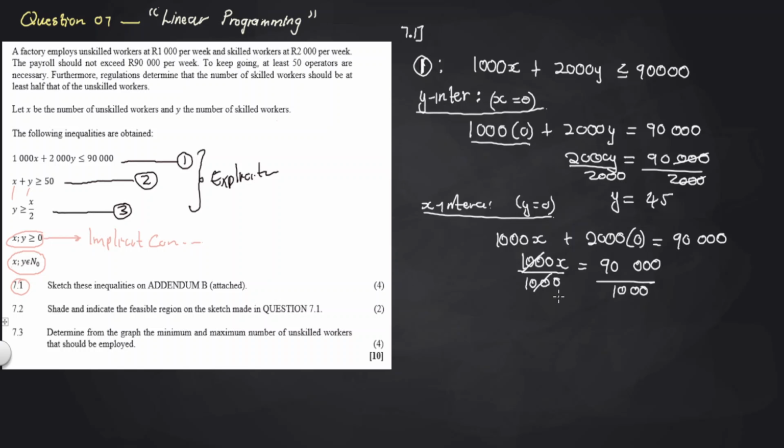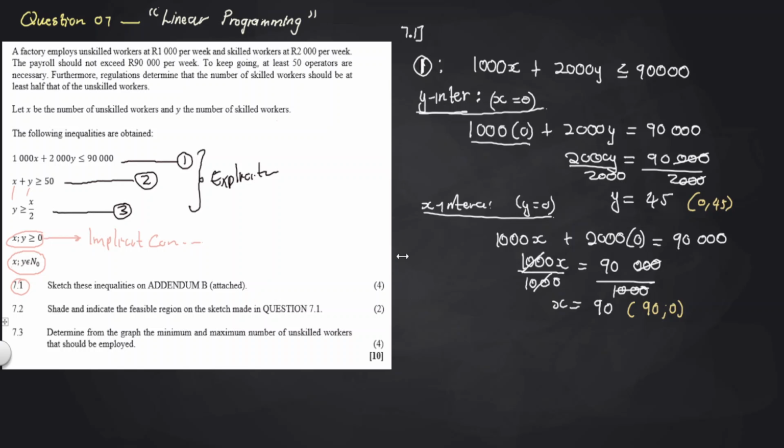1000x is equal to 90. So these coordinates: the y-intercept is going to be 0 and 45, and then this one is going to be 90 and 0.